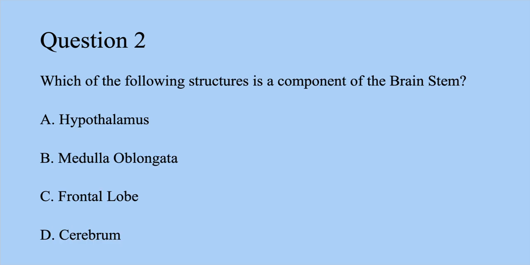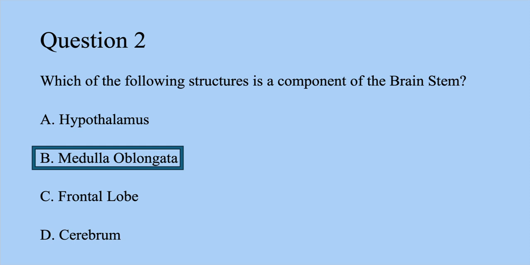Question 2. Which of the following structures is a component of the brainstem? I'll give you 5 seconds to answer. If you said medulla oblongata, you are correct. So A says hypothalamus. The hypothalamus is part of the diencephalon, not the brainstem. It's located beneath the thalamus and controls hormone production and is the main organ involved in hormone production.